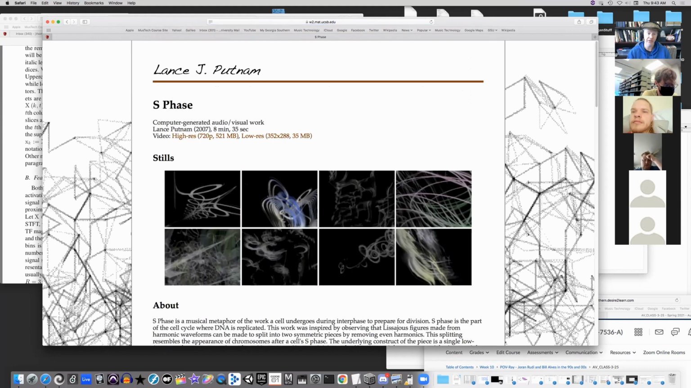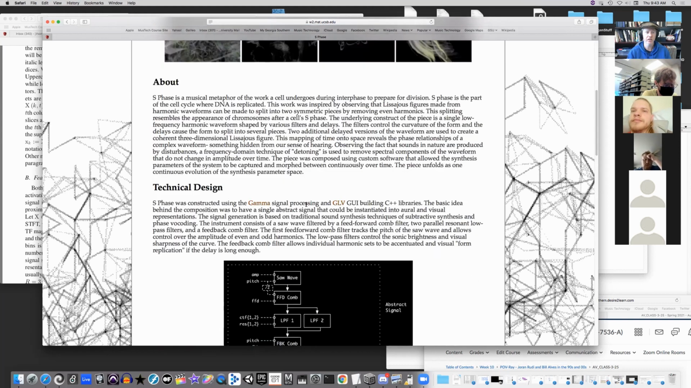All right, so S-phase is a piece that uses this same concept, and this is the one we'll watch in a second. He talks about a sort of narrative of this piece, I guess. It's a musical metaphor of the work a cell undergoes during interphase to prepare for division. So, about dividing cells. S-phase is the part of the cell cycle where DNA is replicated.